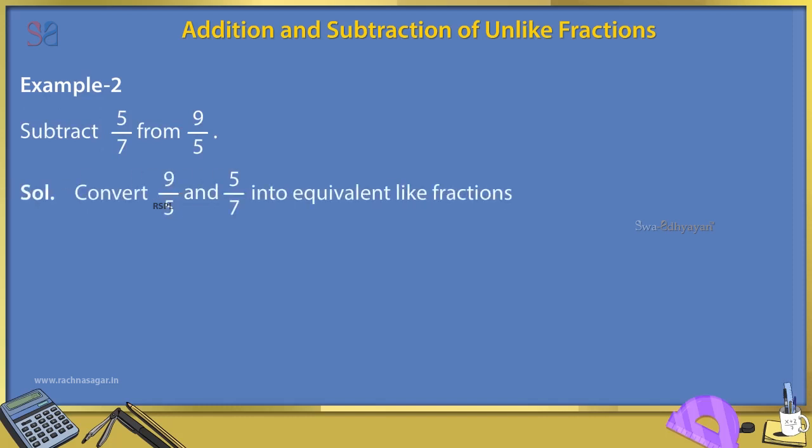Example 2. Subtract 5/7 from 9/5. Solution: convert 9/5 and 5/7 into equivalent like fractions. LCM of 5 and 7 is equal to 35. 9/5 is equal to 9 into 7 by 5 into 7, which is equal to 63/35.